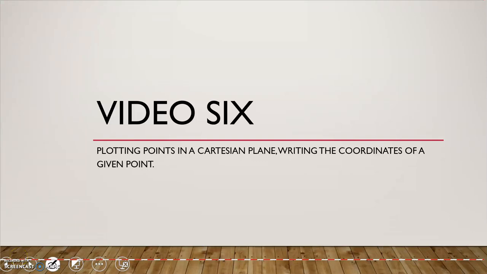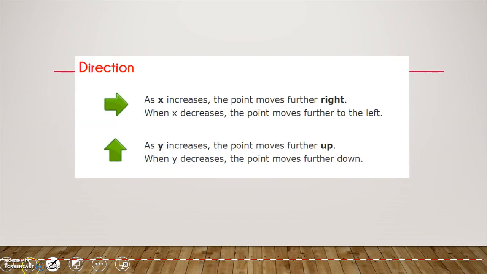This video is going to cover plotting points in a Cartesian plane and writing the coordinates of a given point. Some information about plotting points in a Cartesian plane. So as your x value increases, the point moves further to the right. When x decreases, the point moves further to the left.